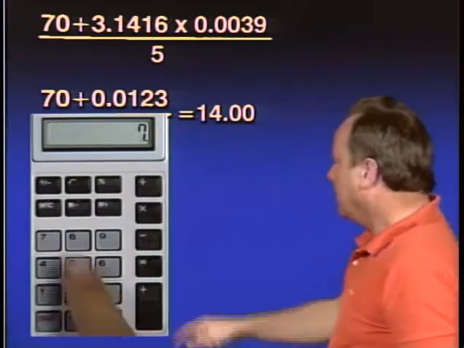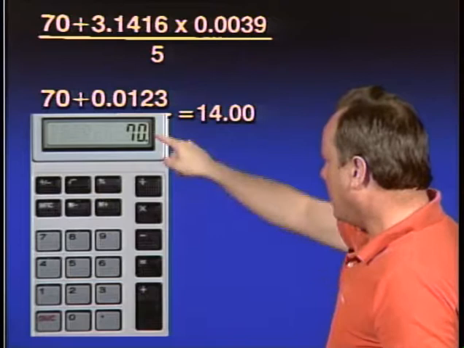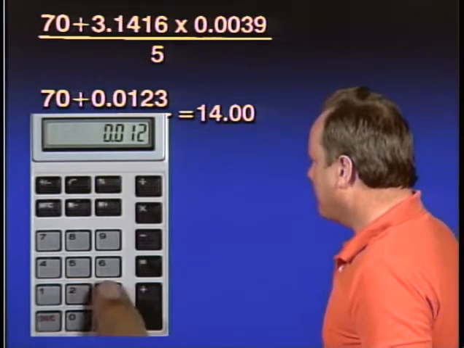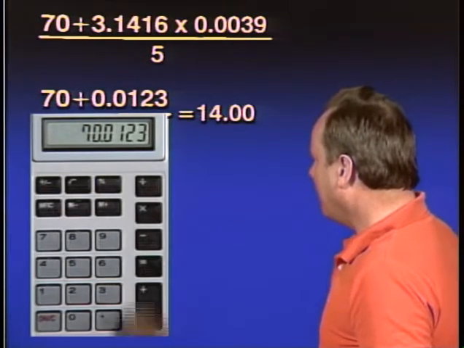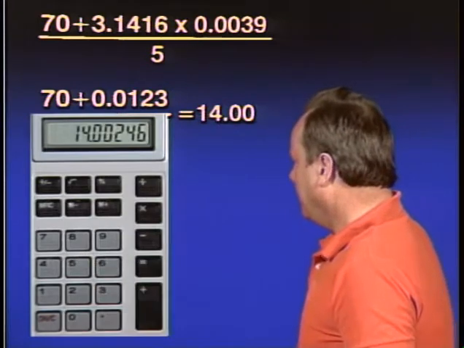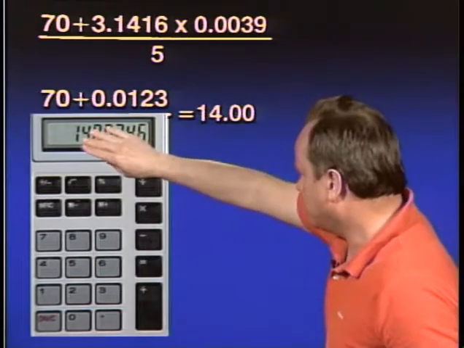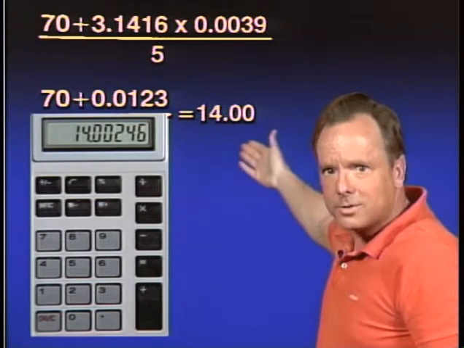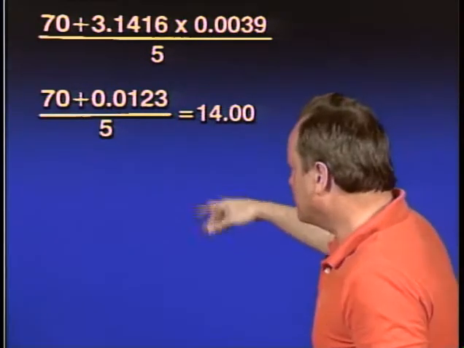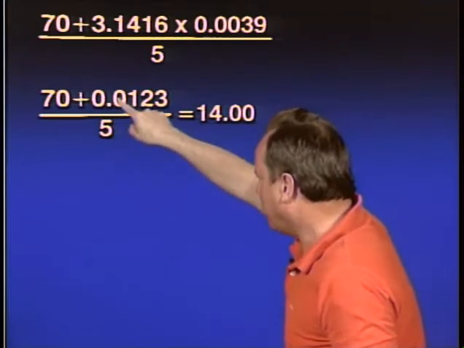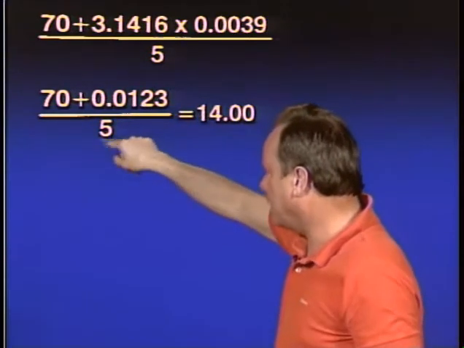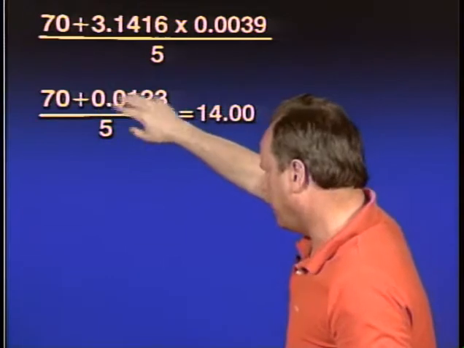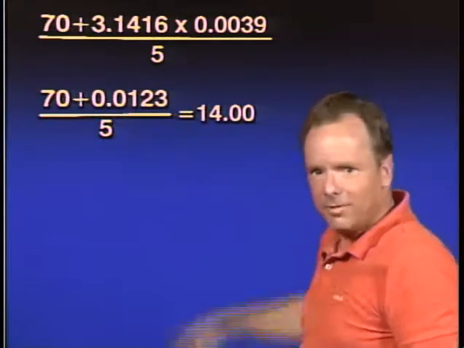It's 70 plus 0.0123 divided by 5, and I was right. It came very close to 14, 14.00. We can even forget these other numbers, and the correct answer on the test is 14. So once again, when you see in a test that you have a very small number and it gets divided by another number, that's going to be so small it's probably insignificant. So it's really 70 divided by 5.